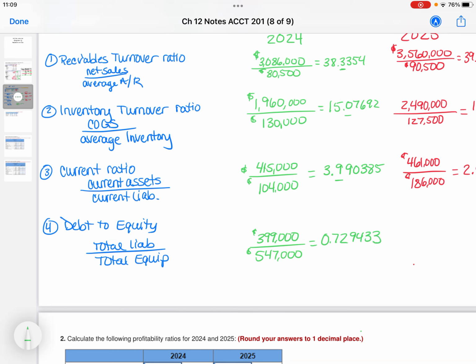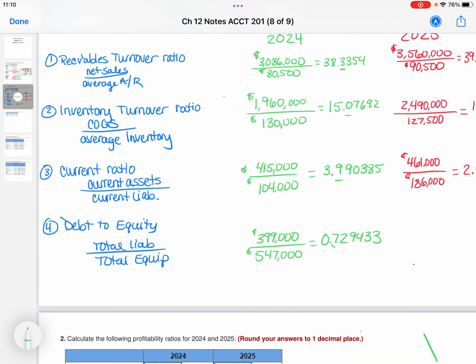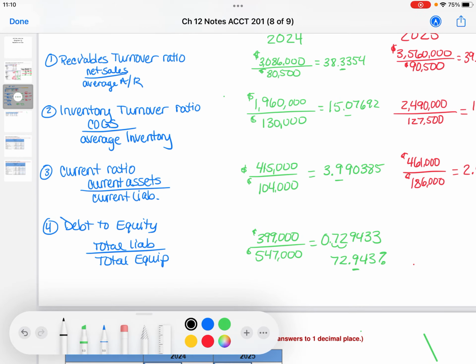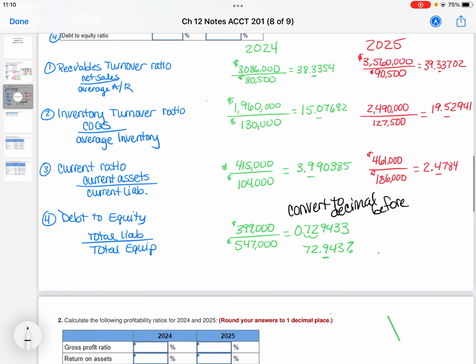0.729433. Now I'm going to tell you, this one needs to be in a percentage. So the first thing I'm going to do is convert this to a percentage. So I'll move it over 2 decimal places, and now it's 72.9433. Now I will round it to 1 decimal place. So now it becomes 72.9. So I'm going to make a really big note here that we need to convert to decimal before rounding.